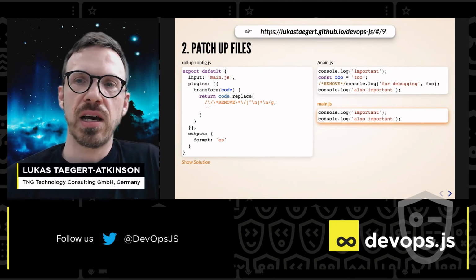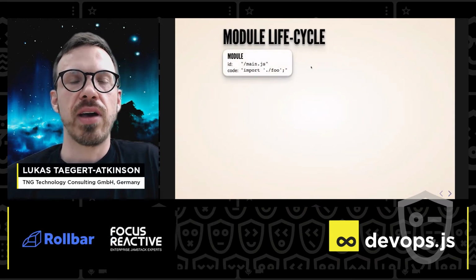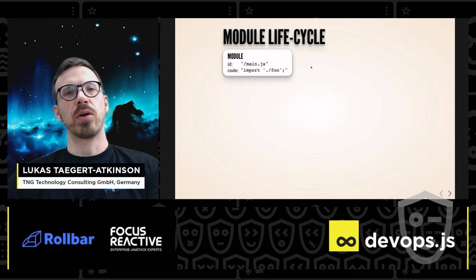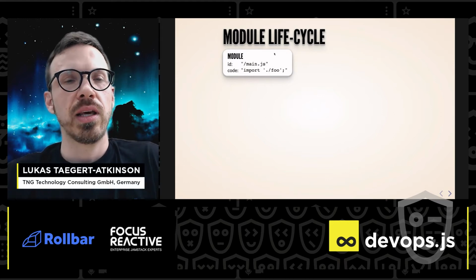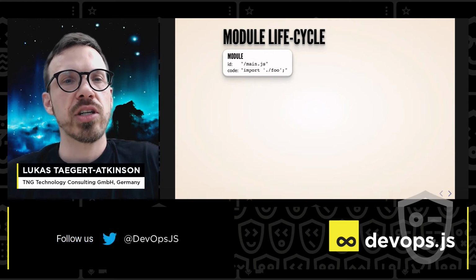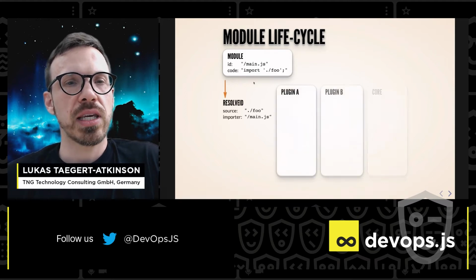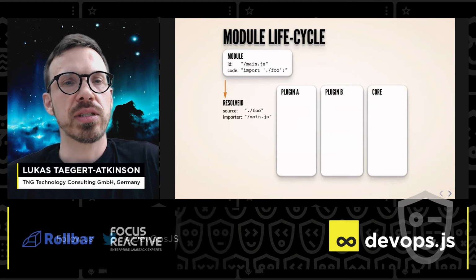Okay, so we've seen two hooks so far, load and transform. To give you an idea how this goes into the wider picture, let's have a high level view on the life cycle of a module. So the situation we have here, we have a module /main.js, and it just contains for now an import statement. So what does Rollup do with this code? The first thing is it will take this import statement and pass it to the resolveId hook.